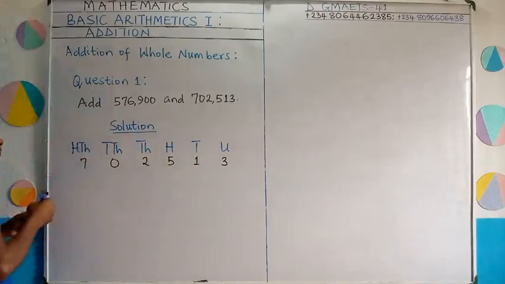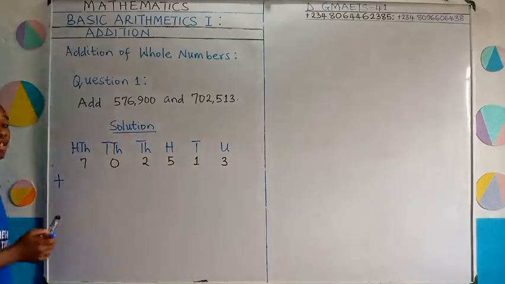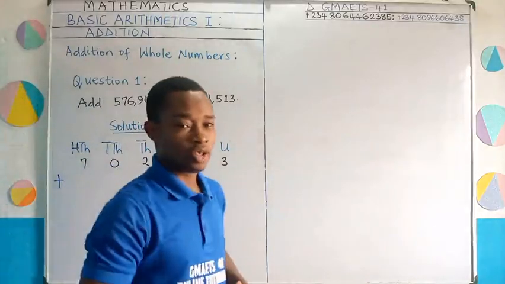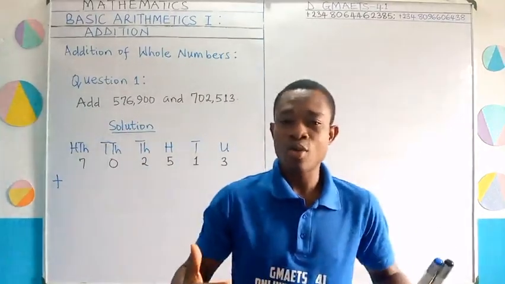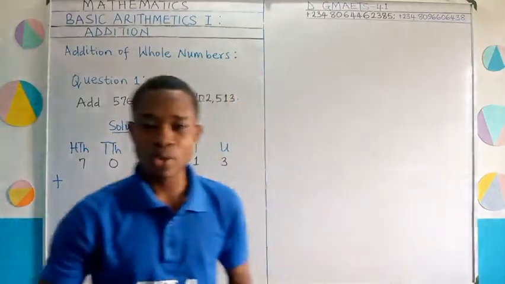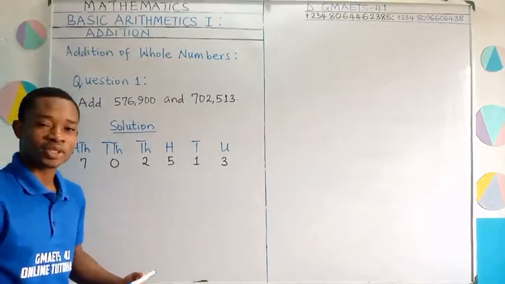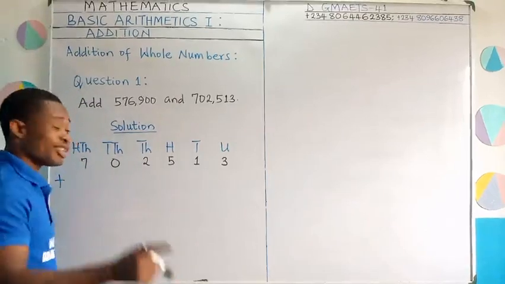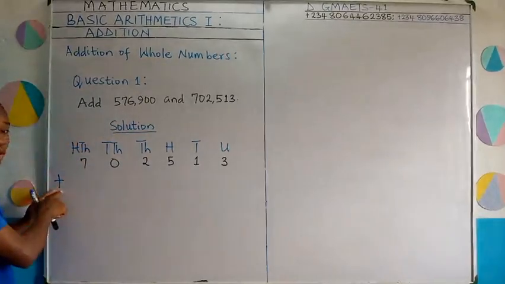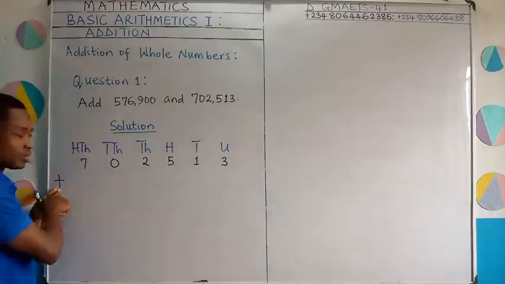Then I'm going to write my plus sign. Very important, put it. If you don't show the plus sign, you will lose marks, because I will just assume I don't know what you are doing, which basic arithmetic you are doing, whether it is addition or subtraction, multiplication or division. So always remember to put the operation you are using. Plus, this is what we use, addition.